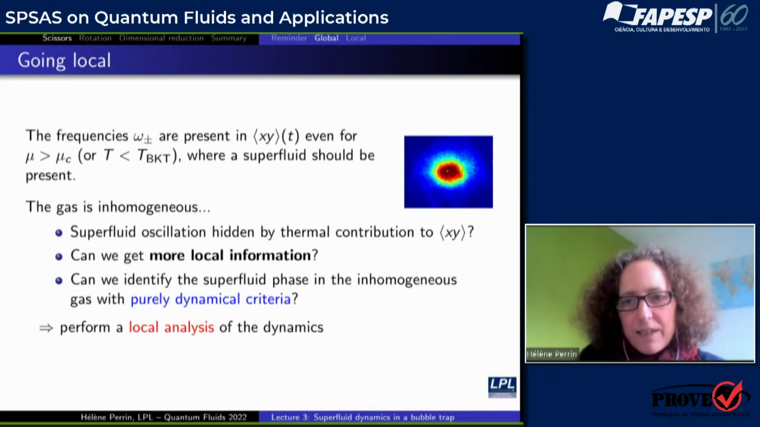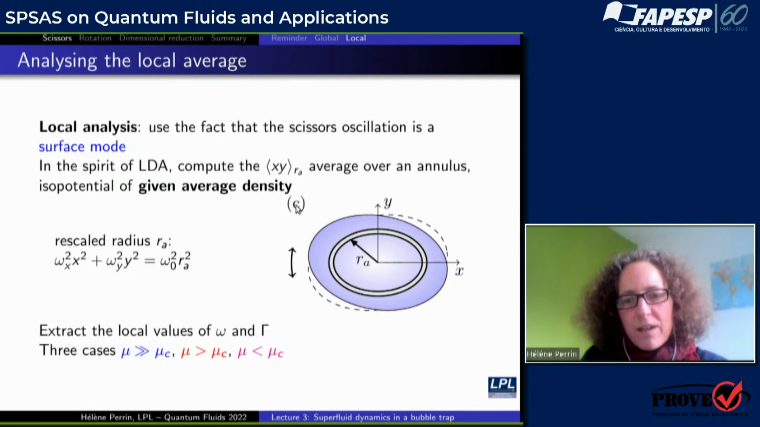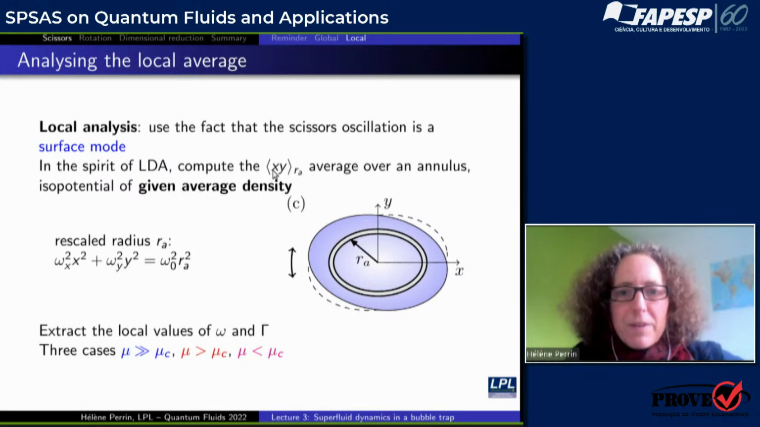And this is the idea. Instead of averaging XY over the whole sample, we average it on a narrow radius at a given distance, which is also deformed because the trap is anisotropic. So for each radius RA, we average the parameter XY in this narrow region, and now try to extract if we have just one frequency at the scissors frequency or two frequencies at omega plus omega minus. So let's look at the results for the three situations.